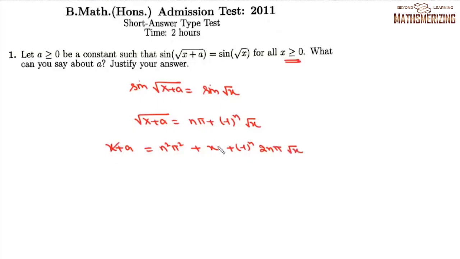Now here x and x will cancel. We can write a as n²π² ± (-1)^n 2nπ √x. Now this is true for all x greater than or equal to 0. That means this a should be independent of x, and it will be independent of x if and only if n is 0. Now if we put n as 0, we'll get the value of a as 0. So this condition is satisfied if and only if a equals 0.